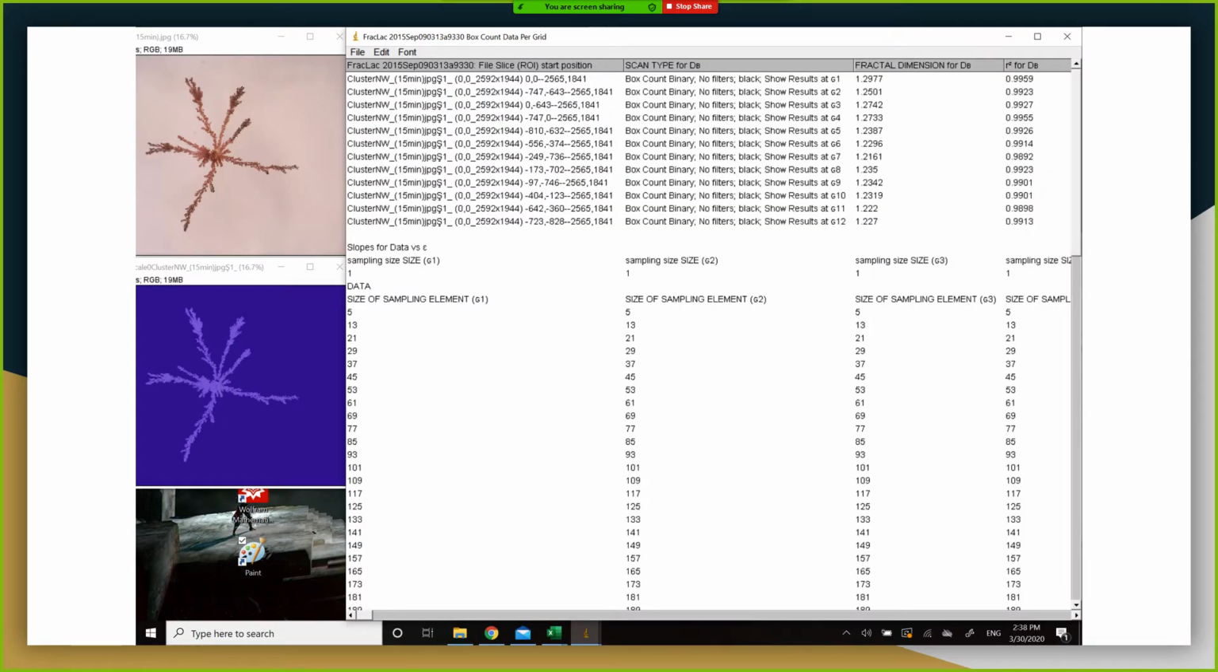So this is what FracLac gives you after you run the box counting. All that image processing happens in the background. Once you scan it and go, this is what it gives you. So that's the image itself on the left that we're analyzing. And we're mostly interested in this top half.